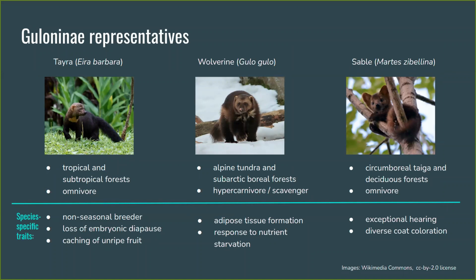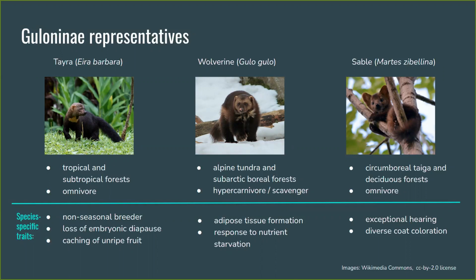So when it comes to our Guloninae species of choice, beside Thyra, we took Wolverine for a comparison as a representative of subarctic habitat, and sable as an intermediate habitat representative. And beside certain traits that are common and shared among these species, there are certain species-specific traits that we're going to focus on today.